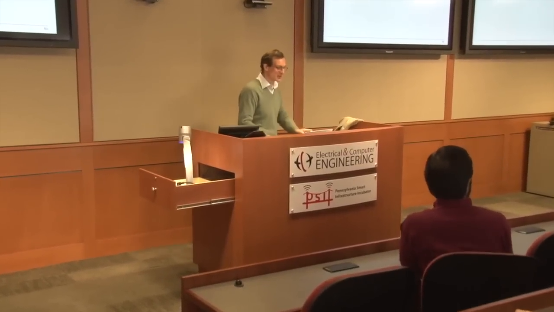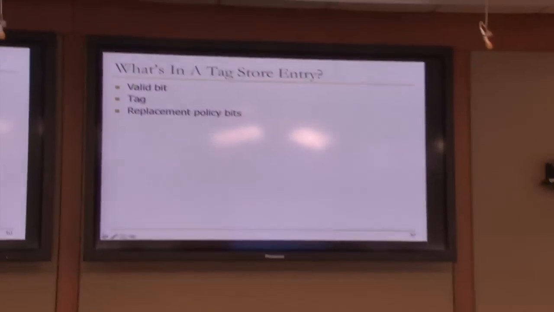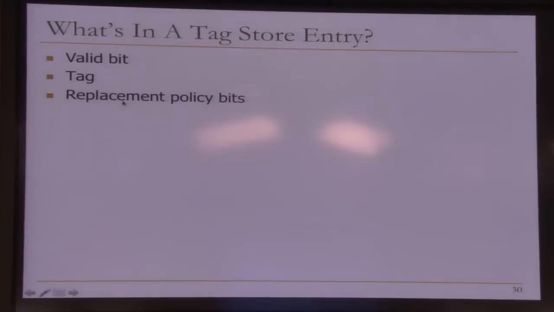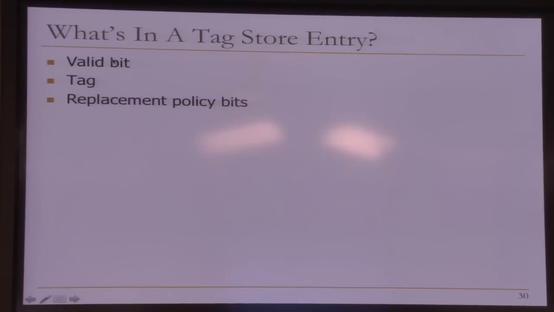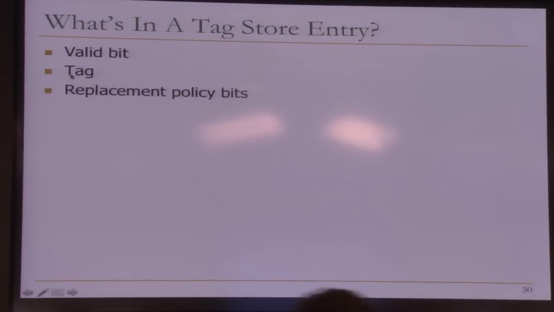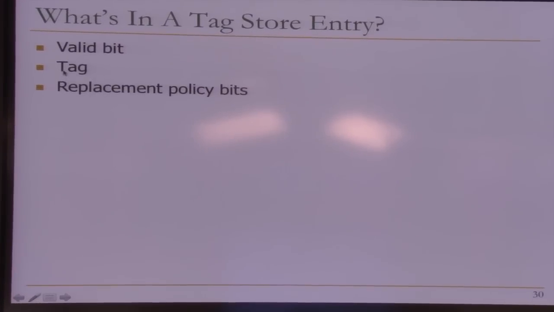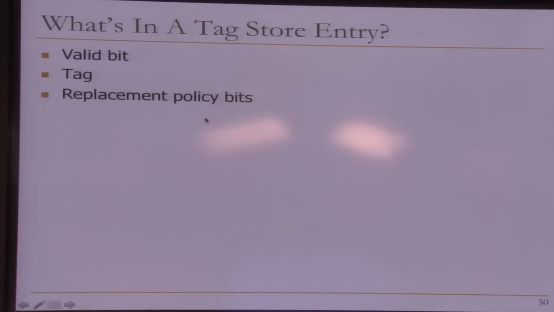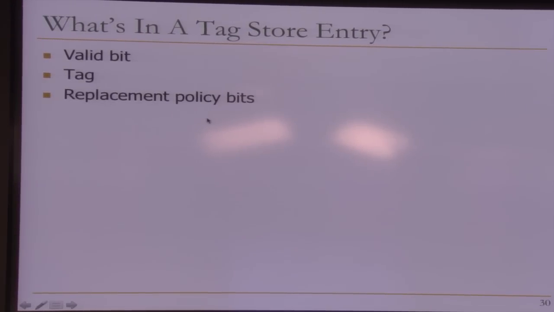OK, what's in a tag store entry? We figured out that the valid bit is there, the tag is there, and you need some bits for the replacement policy, right? You need a valid bit and a tag for each block in the set. But replacement policy bits can be aggregate. It doesn't need to be per block, as we've just discussed. It can actually be across the entire set. It could encode an ordering of all blocks.